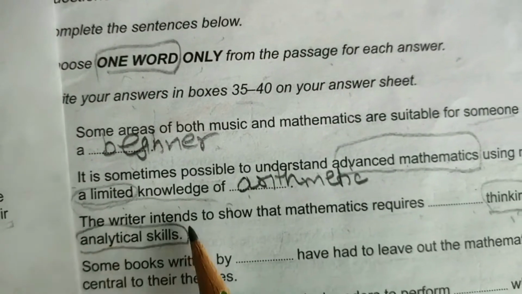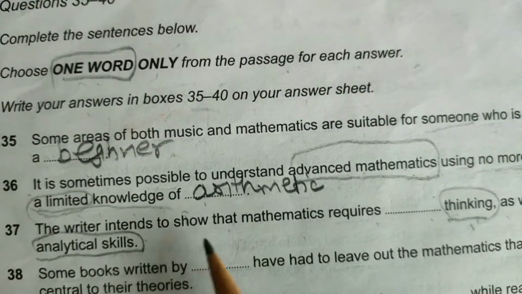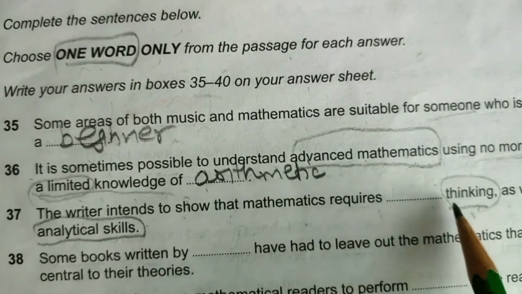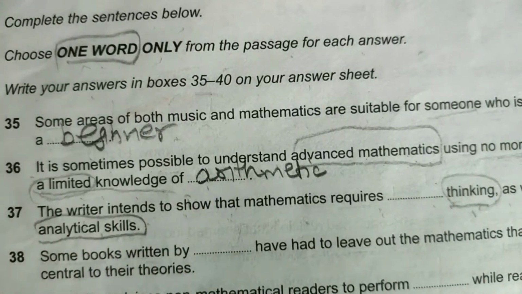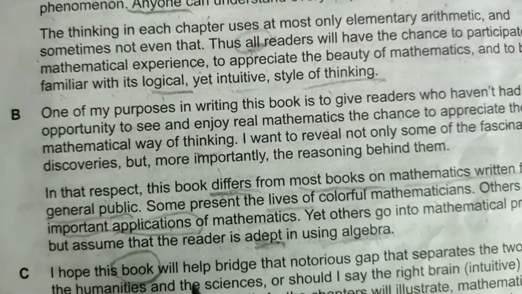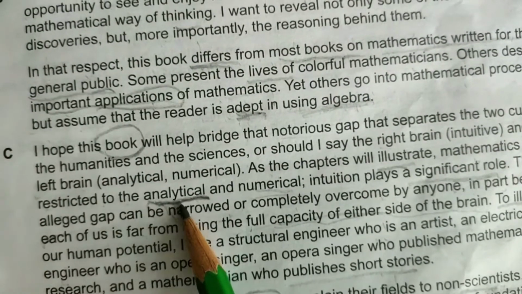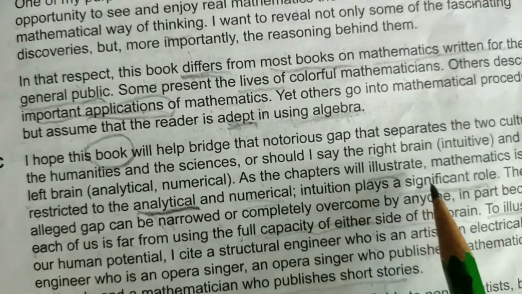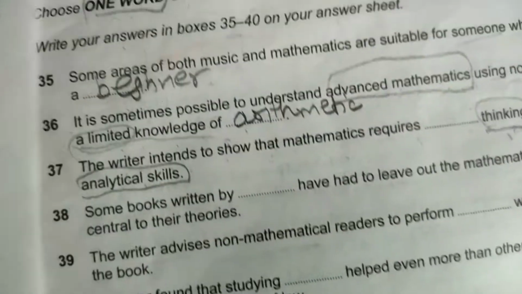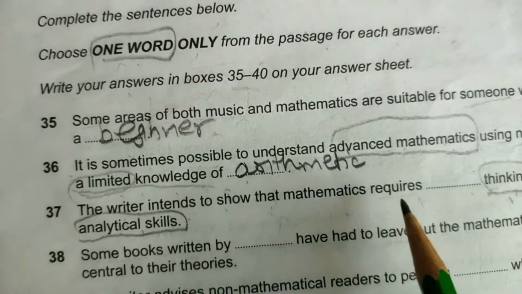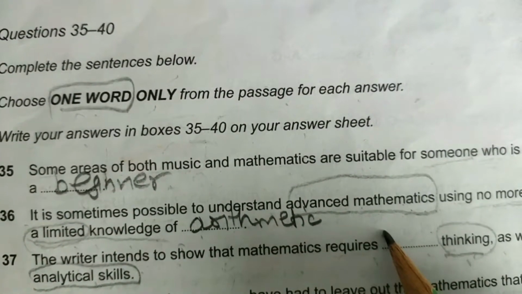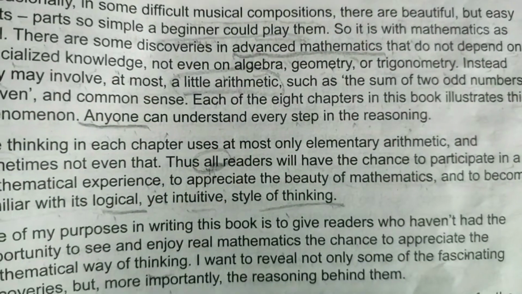The writer intends to show that mathematics requires dash thinking as well as analytical thinking. Which type of thinking is he asking? Analytical and numerical. Intuition plays a significant role. Thinking, yes. So the answer: the writer intends to show that mathematics requires intuition.